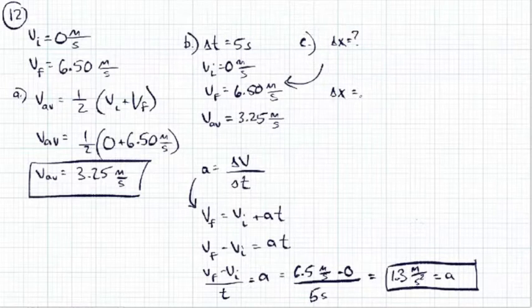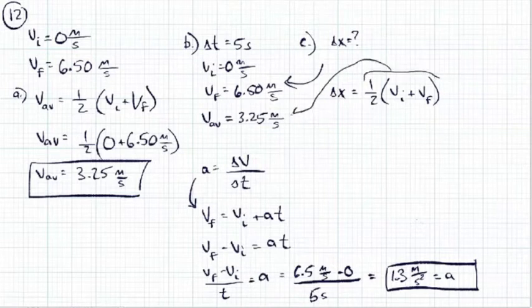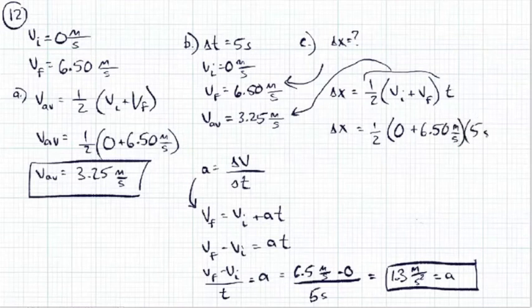This is equation 3 equals 1/2 of initial velocity plus final velocity, which if you think about it, all this right here is really our average velocity. That times time. So let's rewrite this. Delta x is equal to 1/2 times vi 0 plus final velocity 6.5 meters per second times time, which is now 5 seconds. And if we calculate that out, our delta x is going to equal 16.25 meters.